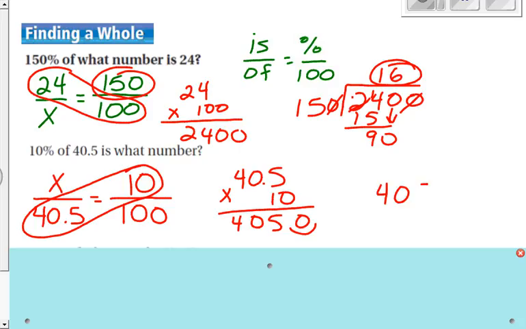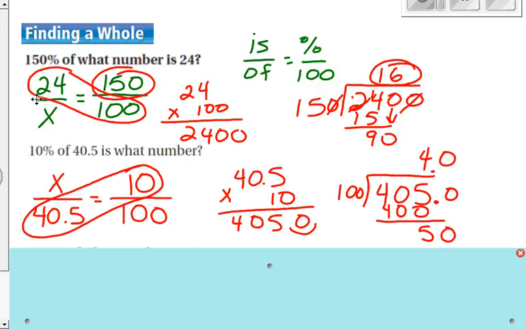And 405 divided by 100, we're going to say 100 goes into 405 4 times. We get 400. We have 5 left over, so we're going to put a decimal and bring down a 0. 100 does not go into 50, so we're going to put a 0. We're going to add another 0. 100 goes into 500 5 times, and we get 4.05.